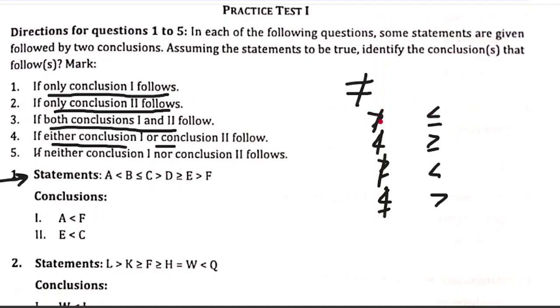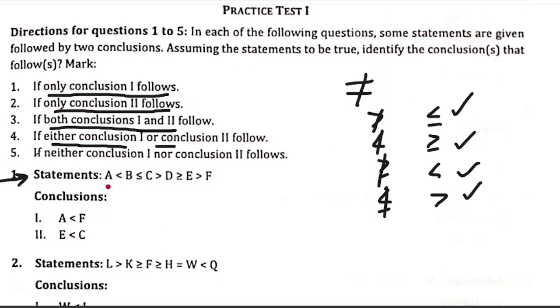So we can have greater than or equal to, or less than or equal to, or only greater than or less than. So when we say less than or equal to, we can also say not greater than. When we say greater than or equal to, we can say not less than. When we say less than, we can say greater than or equal to. And when we say greater than, we can say not less than, not equal.